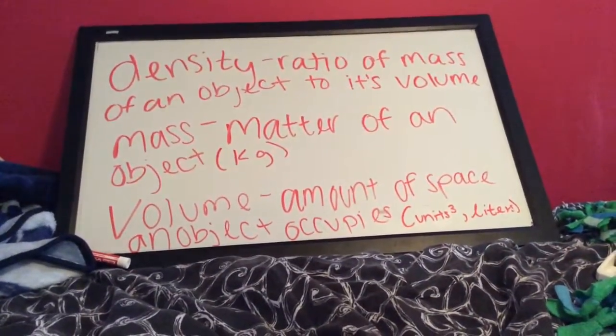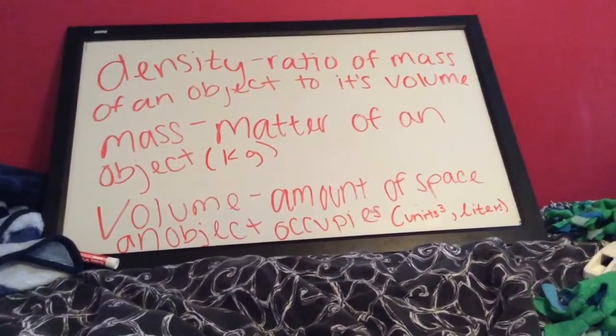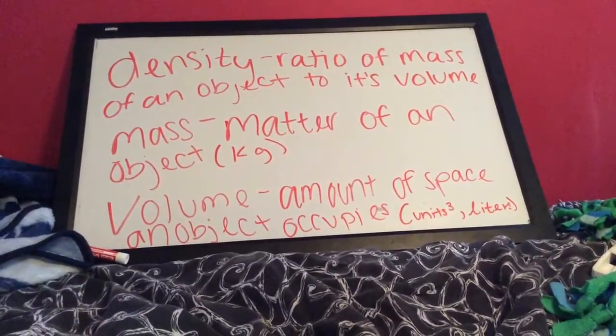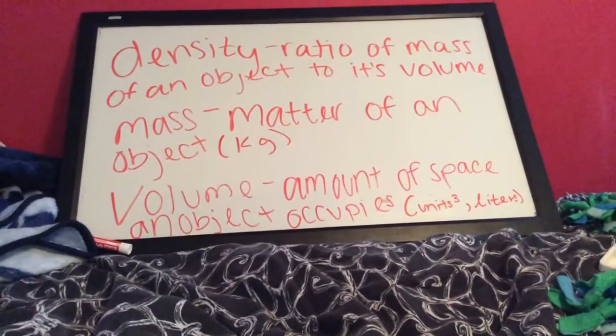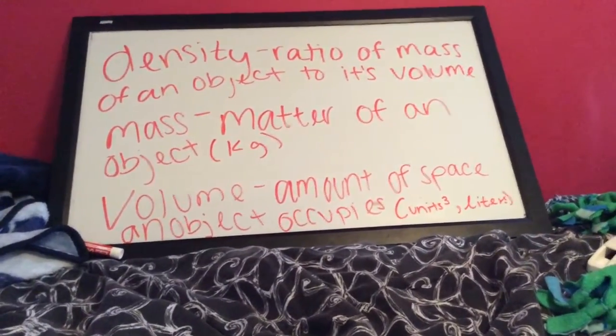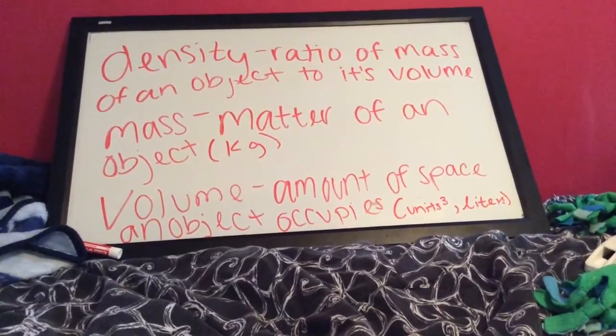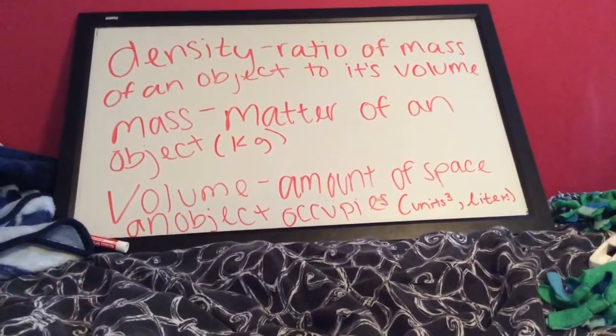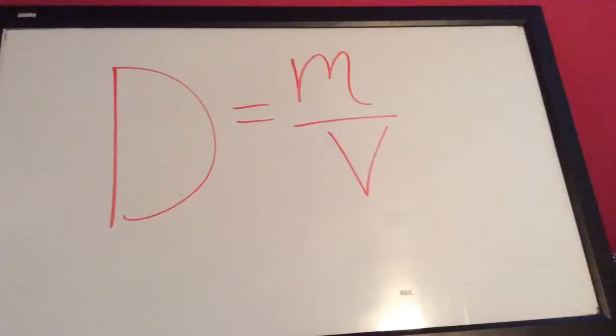Today I'm going to be talking about density, mass, and volume. Density is defined as the ratio of mass of an object to its volume. Mass is defined as the matter of an object and is measured in kilograms. Volume is defined as the amount of space an object occupies and is measured in units cubed if it's a solid or liters if it is a liquid.